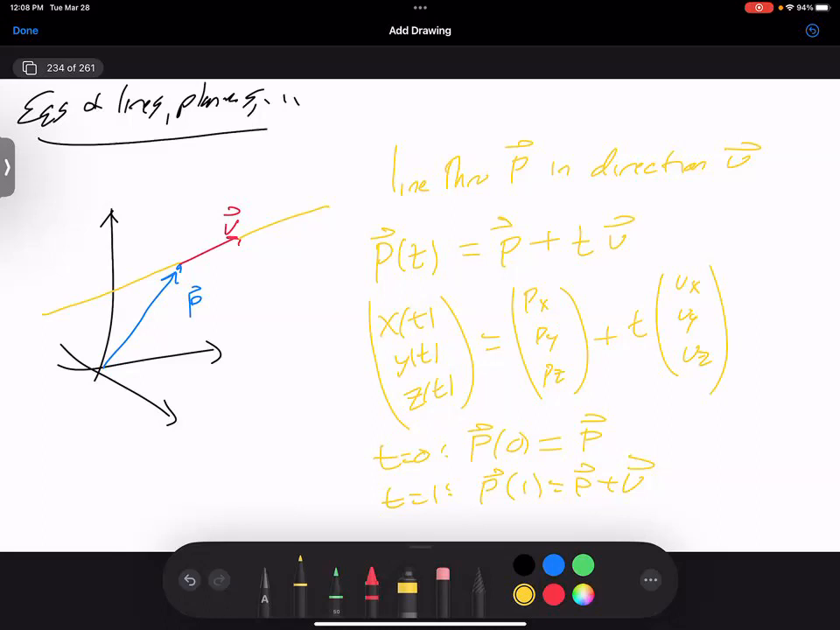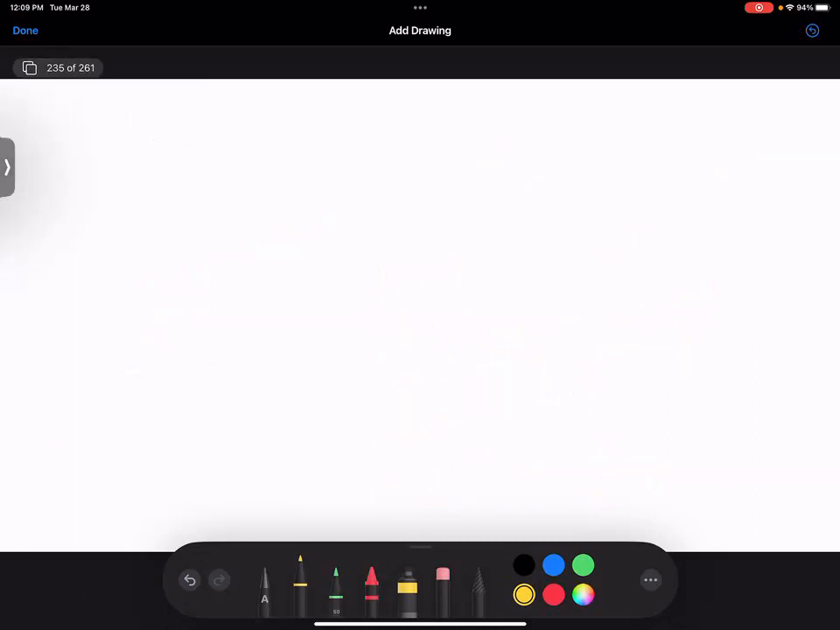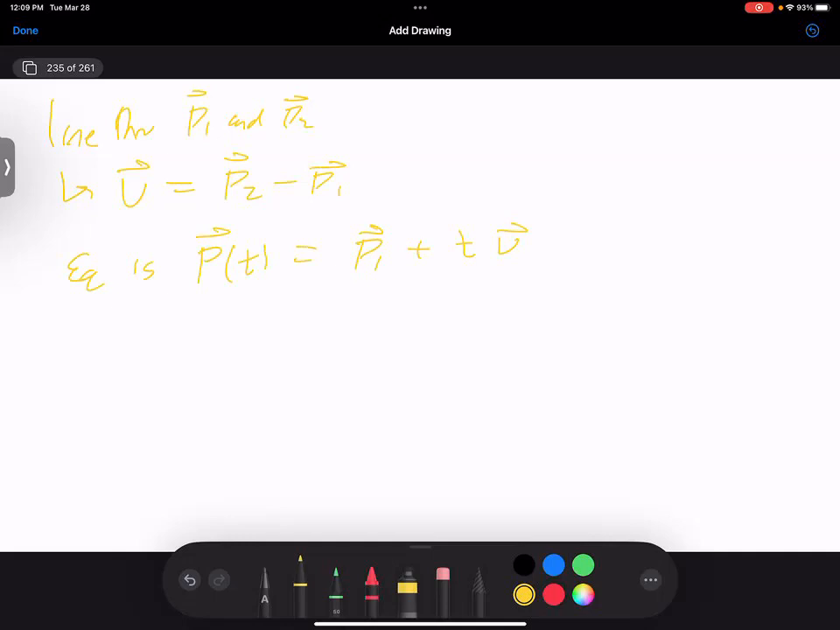With a given point and a given direction. If I give you 2 points on the line, can you calculate the direction? Say I want the line through P1 and P2. Well, we could let V be P2 minus P1. Then the equation would be P of t equals P1 plus t times V. So if I give you 2 points, here's how you can find the equation of a line.